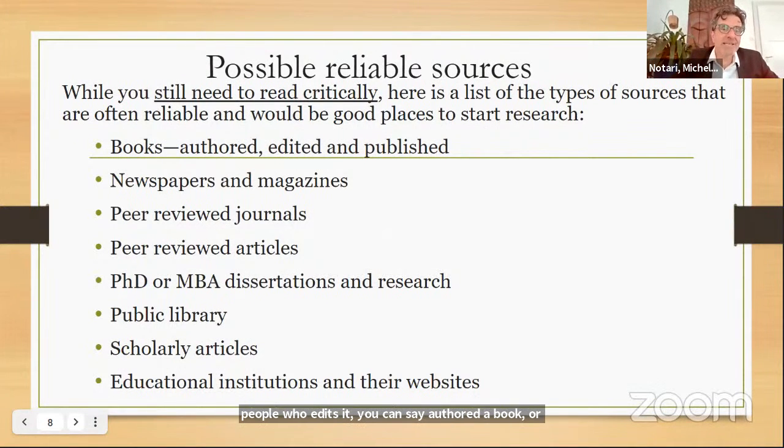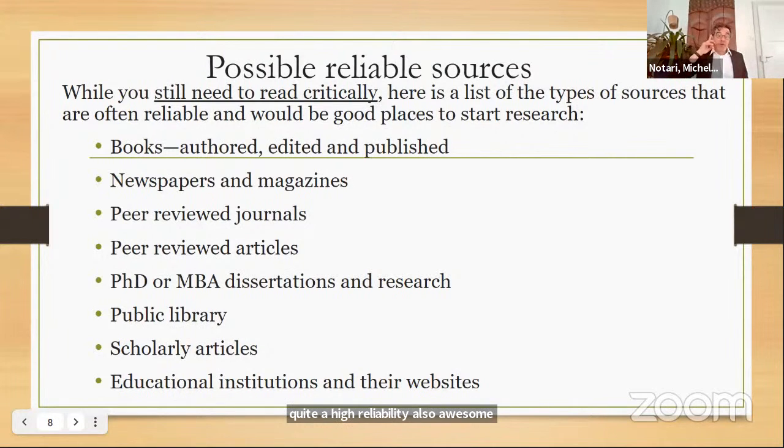The newspapers and magazines, well, you know about newspapers, depending where they come from and what sort of newspapers there are, and magazines as well. But then from the scientific point of view, the peer-reviewed journals and peer-reviewed articles, you can say such sources may have quite some reliability. Then PhD or MBA dissertations and research works, of course, these works as well are reviewed by a supervisor, who is supposed to be an expert in that area. So this information has quite a high reliability.